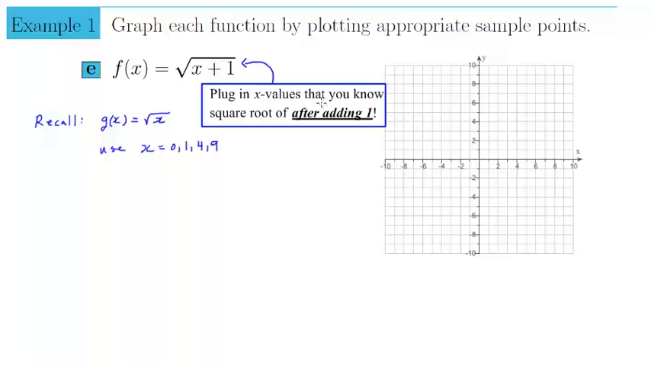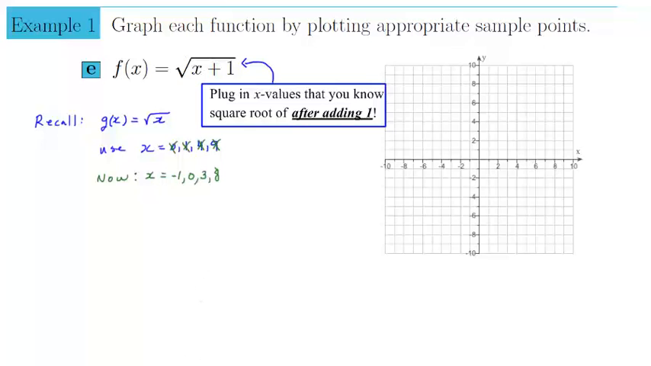But now we want to plug in x values that we know the square root of after 1 has been added. So for example, we're not going to plug 9 in because 9 plus 1 will give us 10 and we don't know the square root of 10. But we can plug 8 in because 8 plus 1 is 9 and the square root of 9 is 3. We're not going to use 4 anymore because 4 plus 1 is 5 and we don't know the square root of 5. Okay, but we can plug 3 in because 3 plus 1 is 4 and we know the square root of 4 exactly. We're not going to plug 1 in because 1 plus 1 is 2 and we don't know the square root of 2 exactly. But we are going to plug 0 in instead of 1 because 0 plus 1 is 1 and we know the square root. And then instead of 0, we plug in -1. So these are the appropriate x values to use when you're plotting this function.